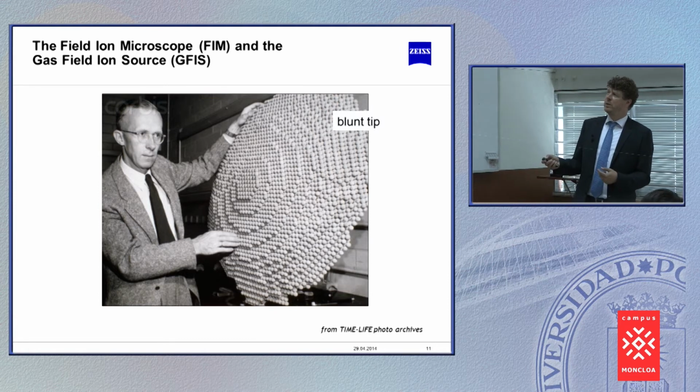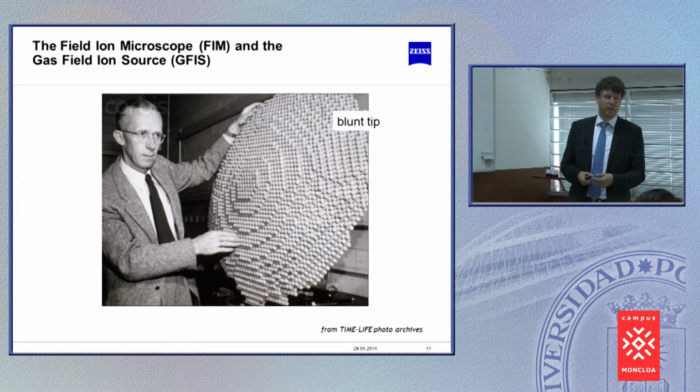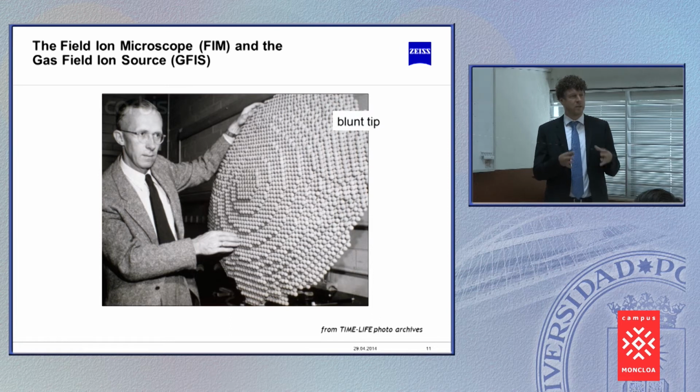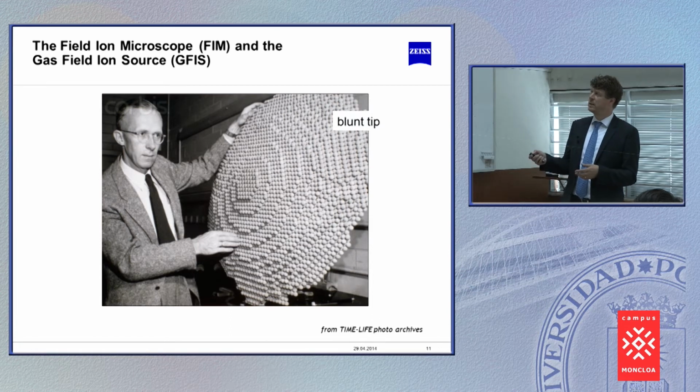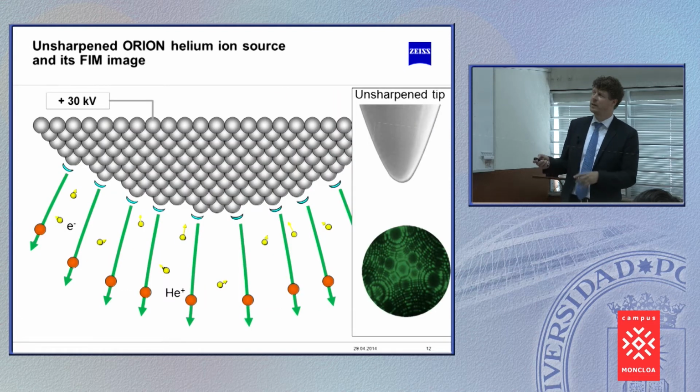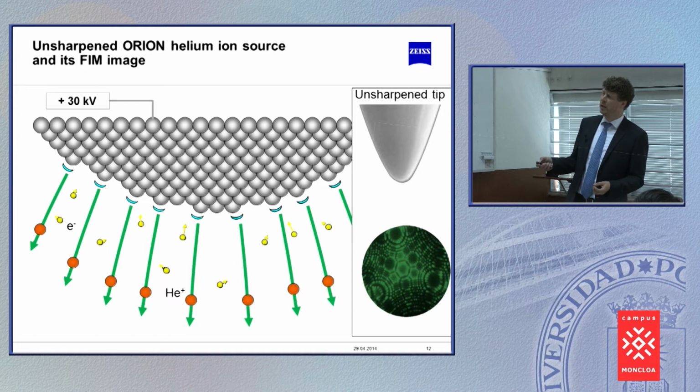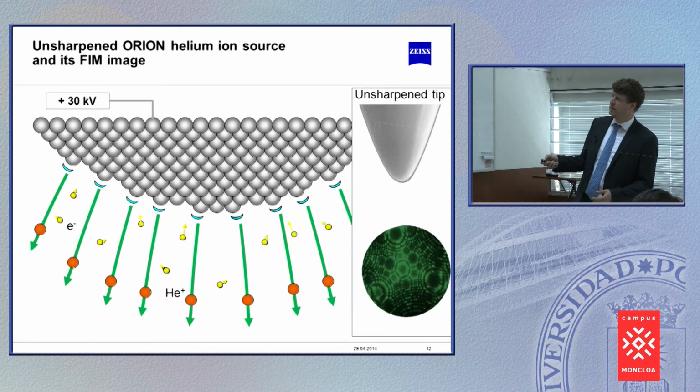But now I will lead you to the principle from the field ion microscope to the gas field ion source. So this is how our ion source is called. So this is now the blunt tip. So it's unsharpened. In cross section it looks like this. You see the atoms here, and each edge atom is a source for one single helium ion beam. You see there's a lot. And each ion beam will cause a point on this viewing screen. So you see all this, a lot of rings and a lot of points here.